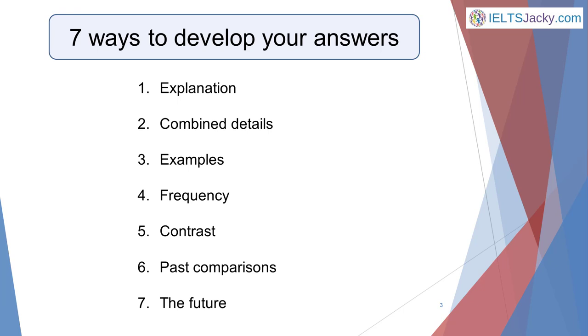We'll look at seven ways that you can extend your answers, which will give you more than enough options for effectively answering the different types of questions you might get asked in part one. They are explanation, combined details, examples, frequency, contrast, past comparisons, and the future.